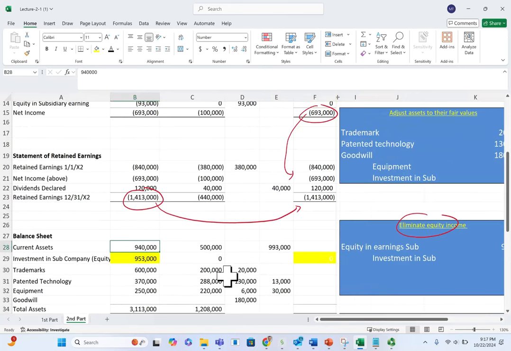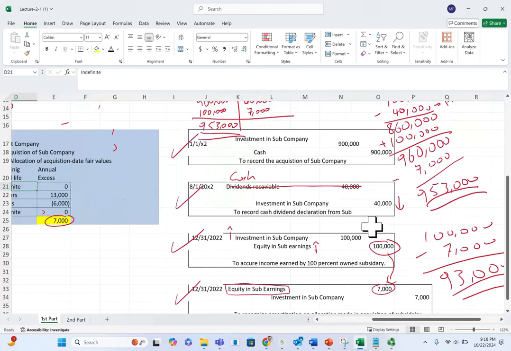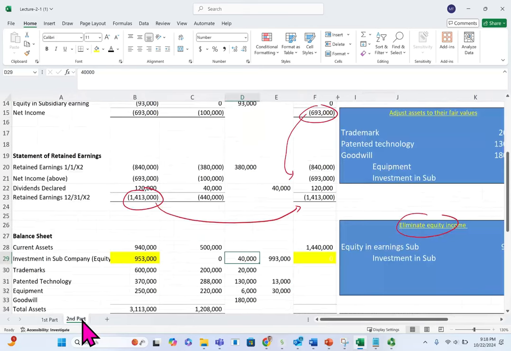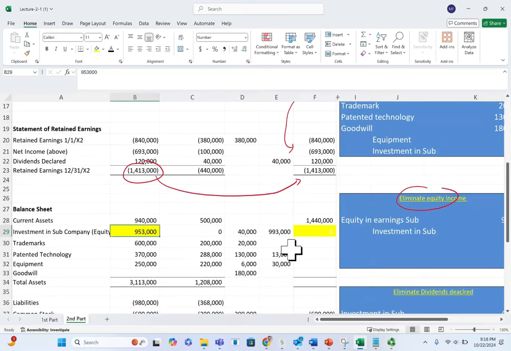Current assets, 940,000. I gotta bring this down. This is the investment account, 940 plus half a million, no other adjustments, is 1,440. I skipped the transaction. When I credited dividend, I debit the investment, because this is what we did earlier. You remember on this slide, we credited the investment to reduce the investment. So let me go back here, investment and sub. So now if I take 953 plus 40,000, which is 993, minus the credit of 993, what's left in the investment account, zero. As I told you, the investment account will be zero.